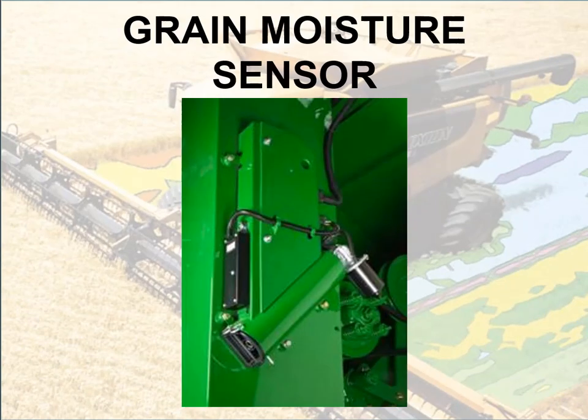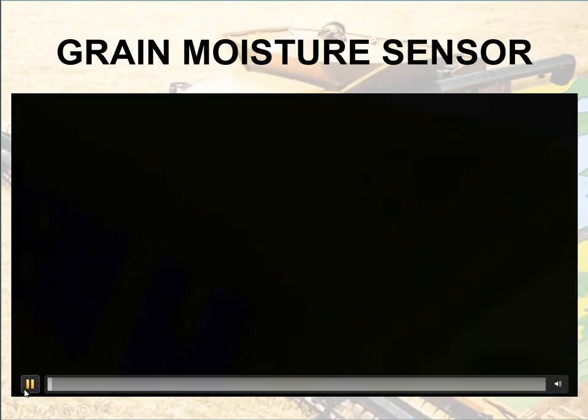Here's a typical example of a grain moisture sensor and what it looks like mounted on the clean grain elevator. I'll show you a quick video, a nice little animation that shows how that system works. This is a fairly common type of moisture sensor that we're going to see. So here's the video.